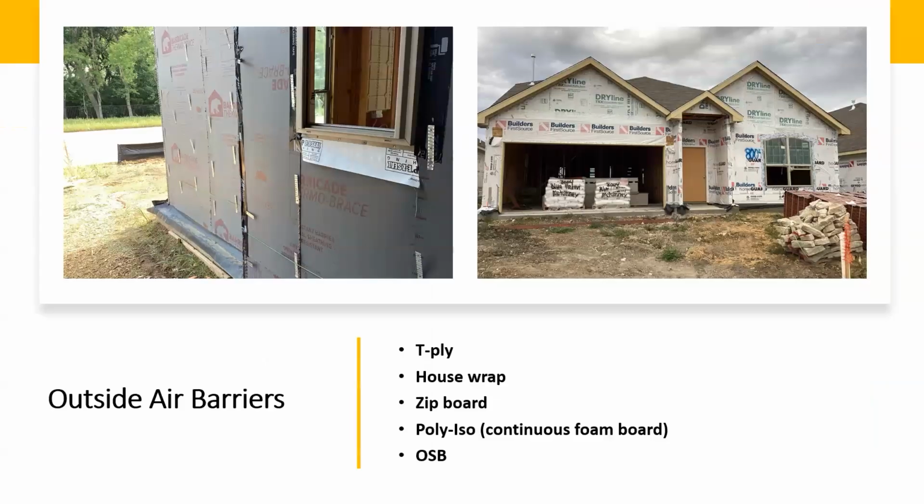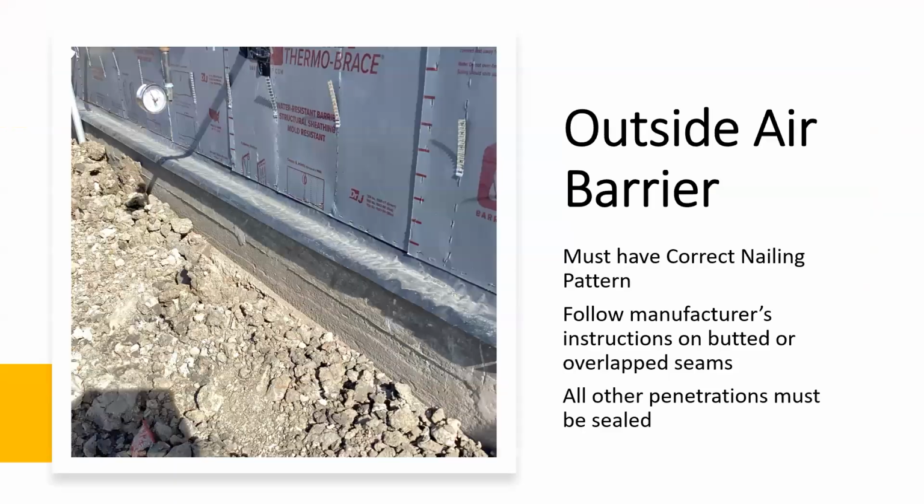We talked about these before, but what you'd see out there is T-ply, house wrap, ZIP board, polyiso being used as an insulator and an air barrier, and then of course OSB as well. Thankfully, all of these can be used and considered as an air barrier. We talked about it multiple times before, but it's important enough to state again: you must have the correct nailing pattern, must follow manufacturer's instructions on butted or overlap seams, and then all penetrations must be sealed.